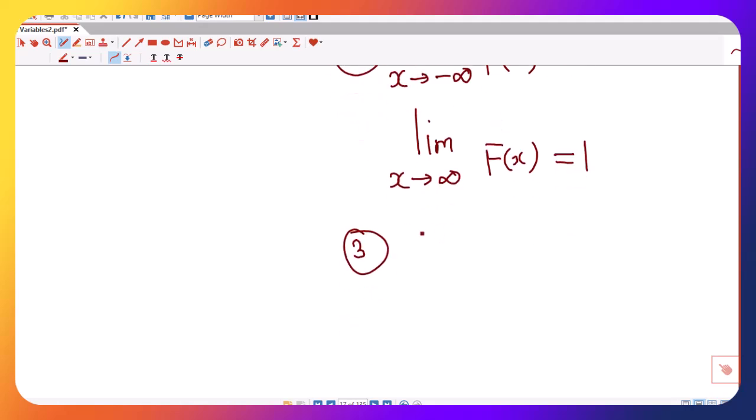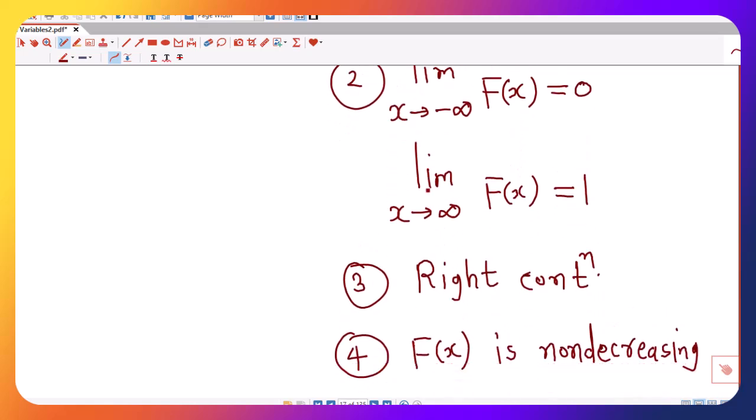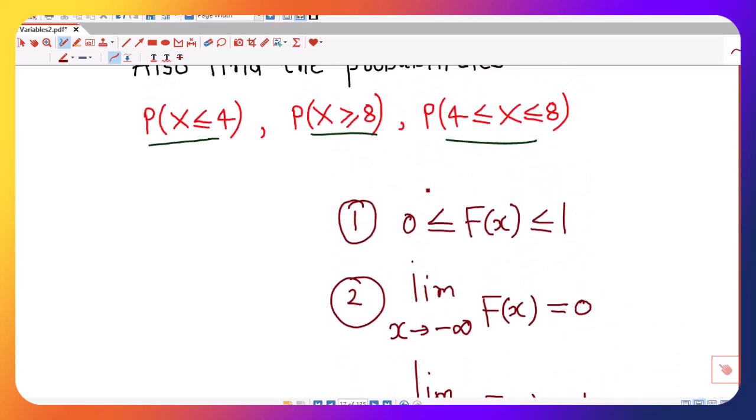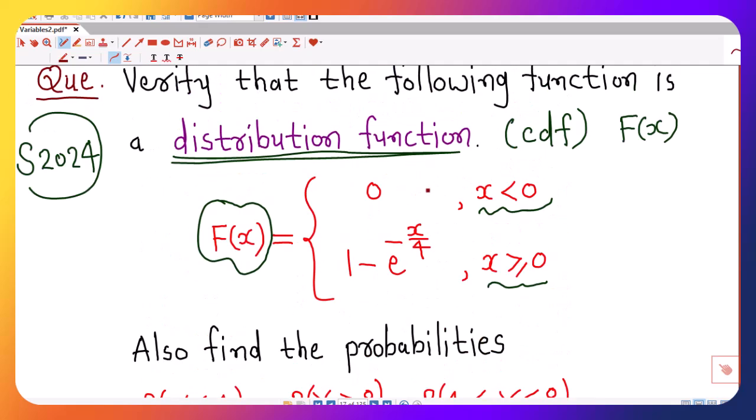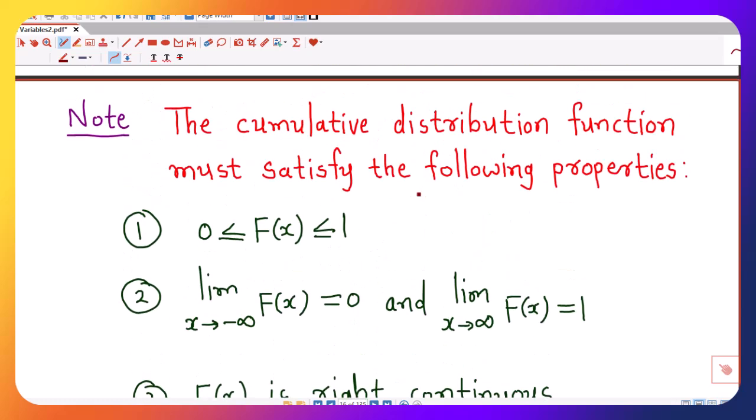Third condition is that distribution function is always right continuous at all the points, and another requirement is F(x) is a non-decreasing function, that is F(x) can be constant or increasing function. So if our function satisfies all these four properties, then we can say that it is a distribution function. I have written all these properties systematically here.